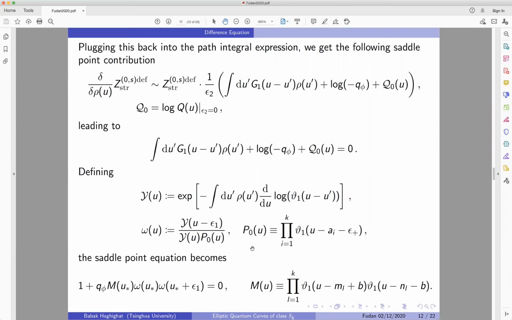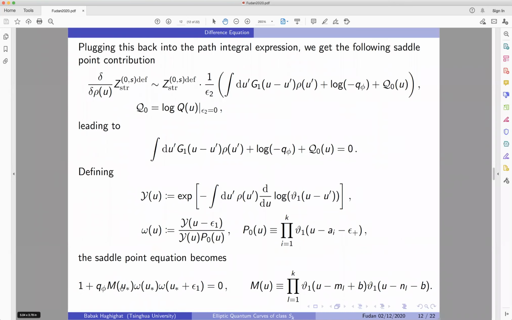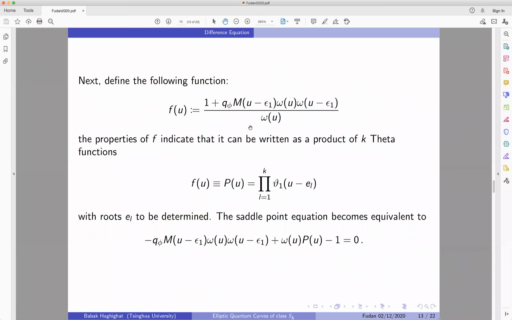Yeah. So you can rewrite it in this way, and this M function is a contribution of these matter fugacities or flavor fugacities of the 6D theory only. And as I said, the gauge fugacities are in this P0, which is contained in this omega. Now we have to solve this equation, but before we do that, let's remark that, as said before, this only vanishes at these certain points u star, not everywhere. But for any other point, you can form this particular ratio. You divide this piece by omega.